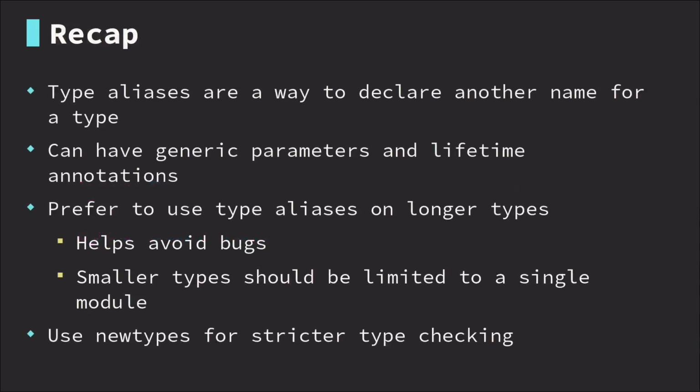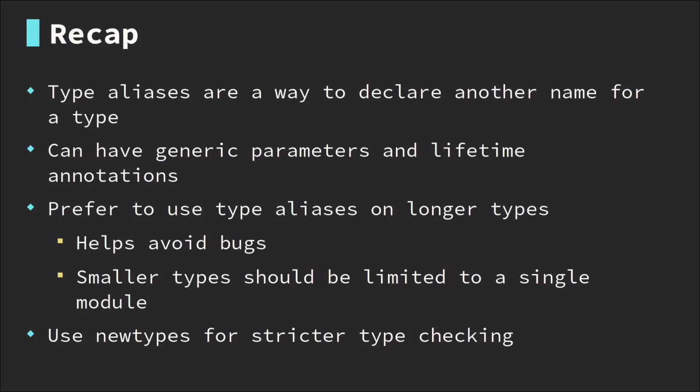To recap, type aliases are a way to declare another name for a type. They can have generic parameters and lifetime annotations. Prefer to use type aliases on longer types. This will help you avoid bugs, and it'll make your code clearer and easier to read.